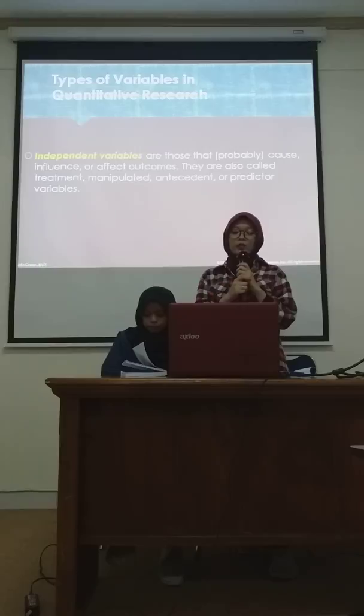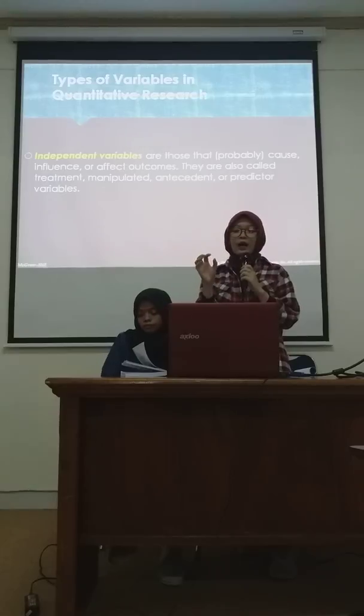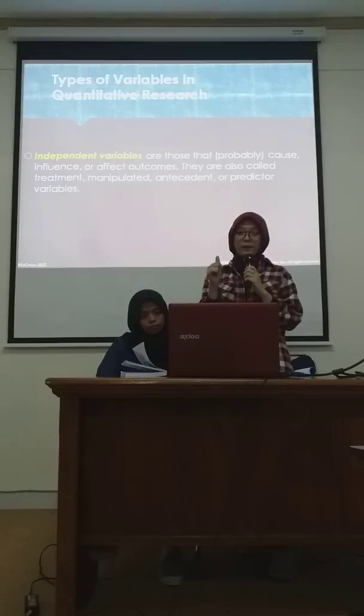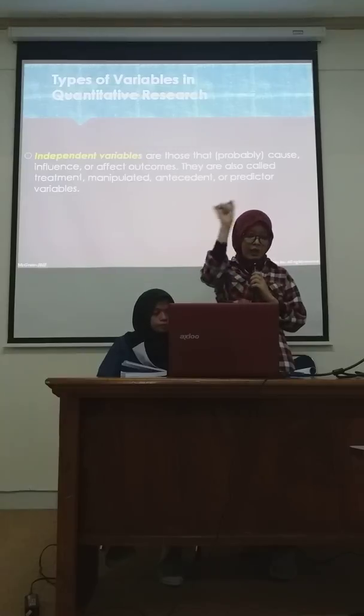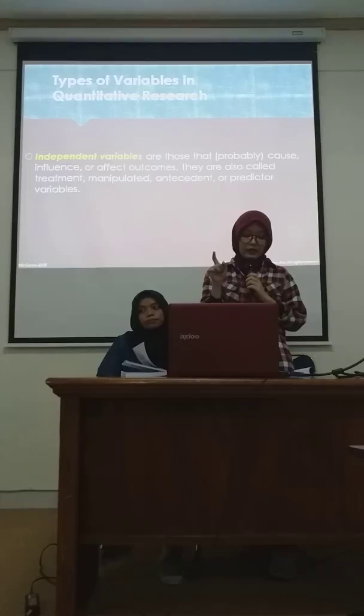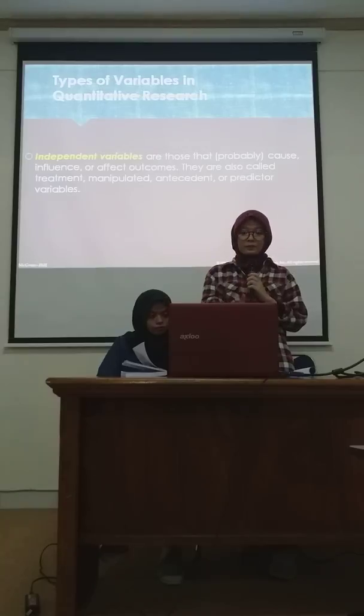Okay, now we move to types of variables in quantitative research. The first one is the independent variable. Independent variables are those that probably cause, influence, or affect outcomes. They are also called treatment, manipulated, antecedent, or predictor variables. In a simple way, independent variables are objects of research that influence other factors. Once again, objects of research that influence other factors. As the name implies, the variable is free and the results are not affected by anything.